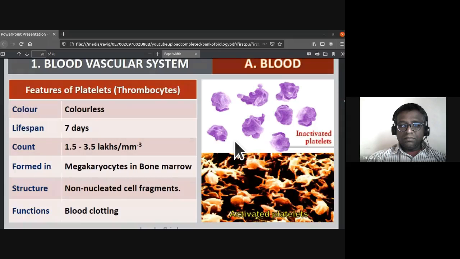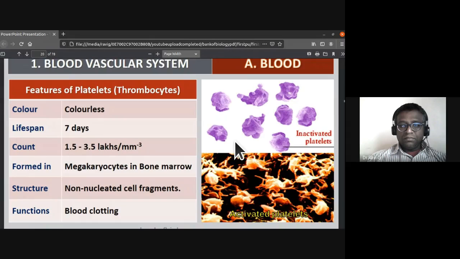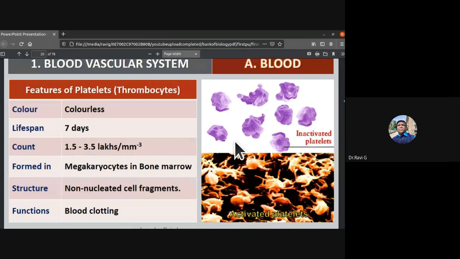Where are the blood platelets formed? They are formed in megakaryocytes of bone marrow. They are non-nucleated cell fragments. They are involved in the clotting of blood.